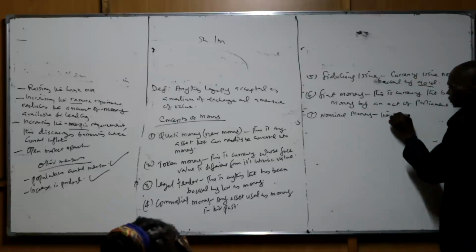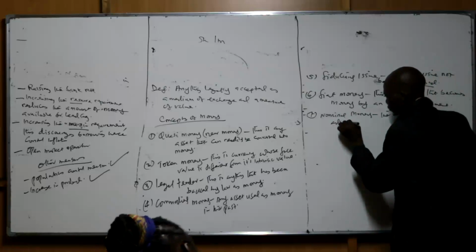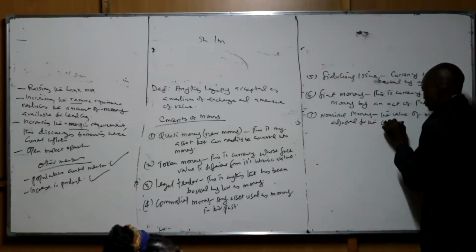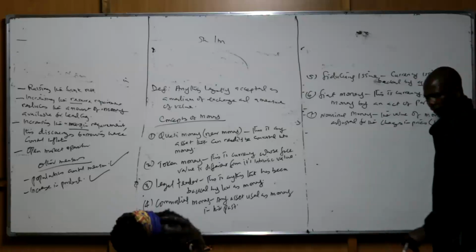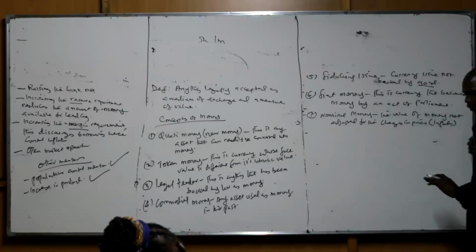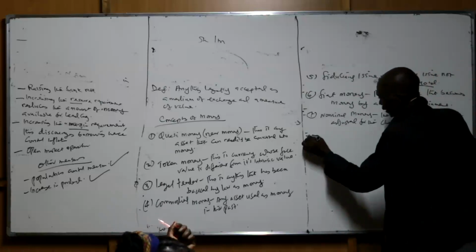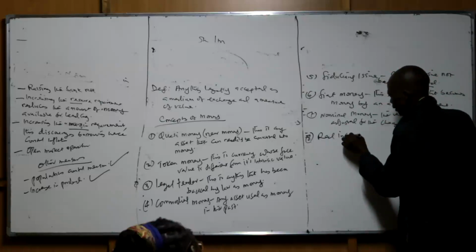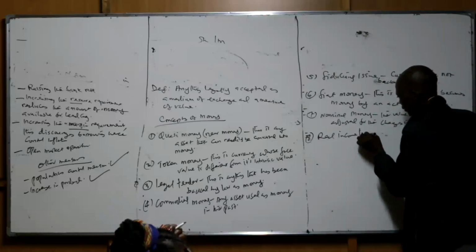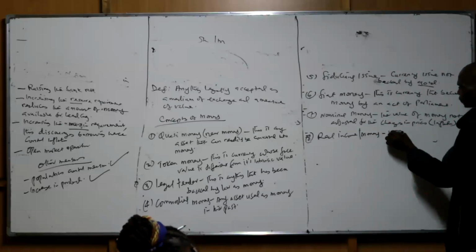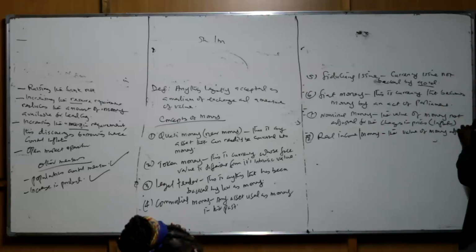Nominal money is the value of money not adjusted for changes in prices. That is inflation. Are you together? Whenever we say nominal, it is not adjusted for price changes, and price change here is inflation. Then we have real income, or real money. Real money is the value of money adjusted for inflation.